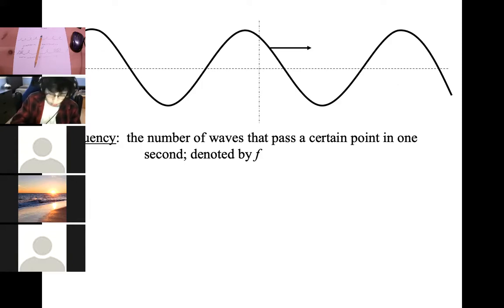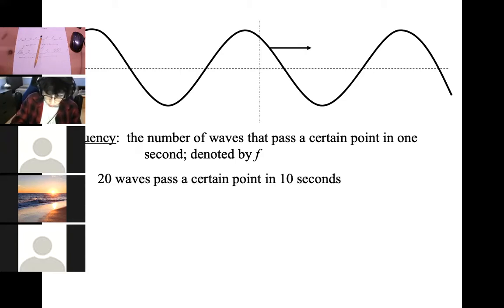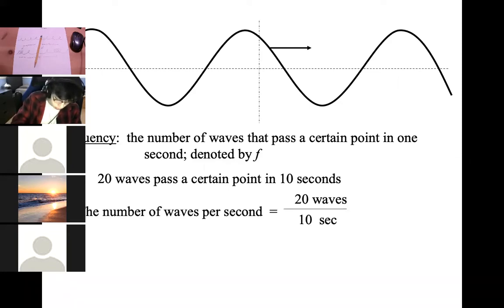All right, and we're going to denote that by f. Okay, lowercase f, not capital F. Capital F is force. Lowercase f is frequency. So in my example, 20 waves pass a certain point in 10 seconds. And if 20 waves pass a certain point in 10 seconds, the number of waves per second is 20 waves over 10 seconds, which is 2 waves per second.